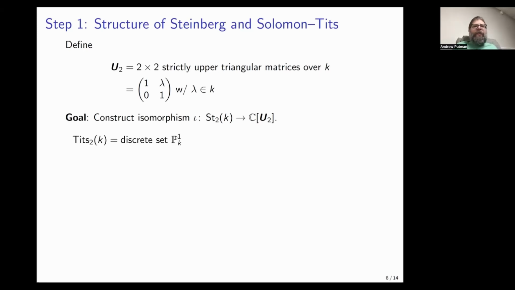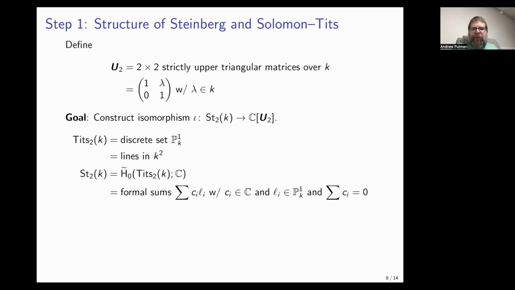Okay, and how can I do it? So remember, what is the Tits building? The Tits building is the discrete set P1. So it's just the set of lines inside K squared. And the Steinberg representation is reduced H0 of the set of lines inside K squared. And what is reduced H0? Well, if this wasn't reduced homology, this would literally just be formal linear combinations of lines. That's what H0 of a discrete set is. It's just formal linear combinations of points in the discrete set.